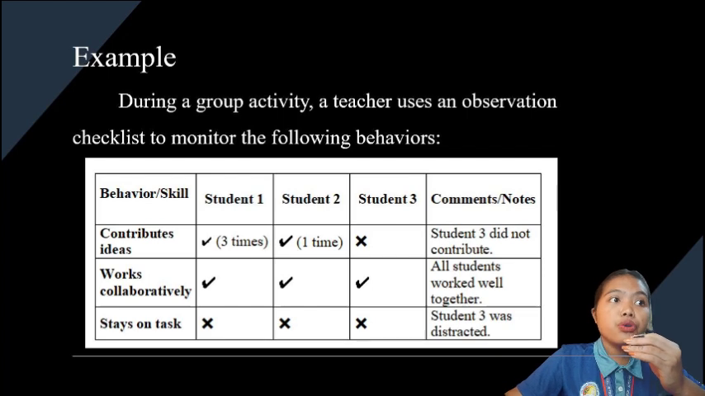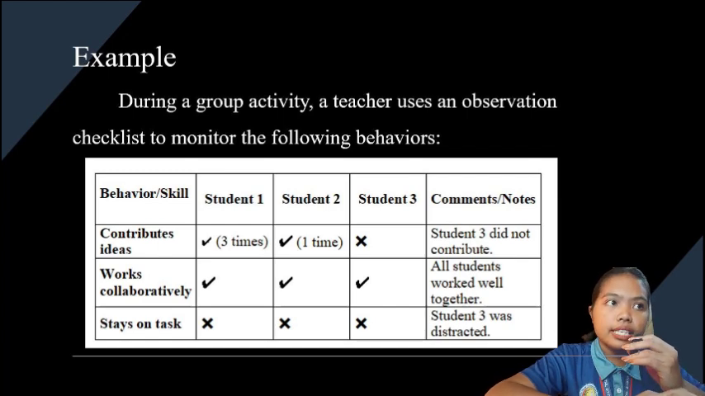This is just a sample of an observation checklist of how the teachers are going to apply this in their teaching. It lists student 1, student number 2, and student number 3. In the comments and notes, student 1 and student 2 are the ones who contribute ideas, and student number 3 did not contribute, and the rest of the explanation is there. That is the example of an observation checklist.